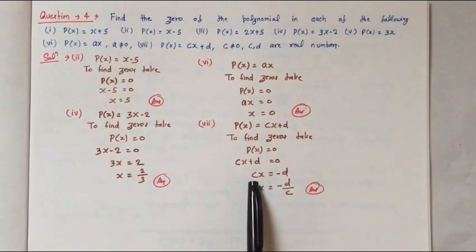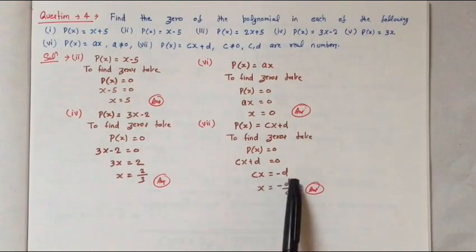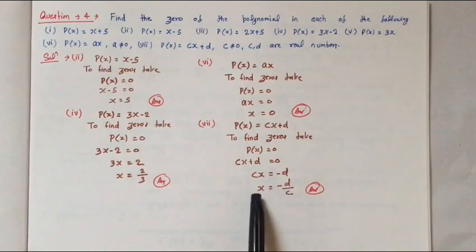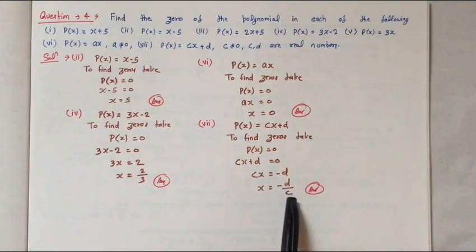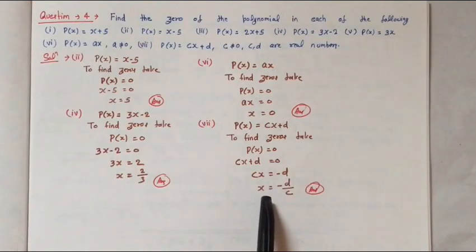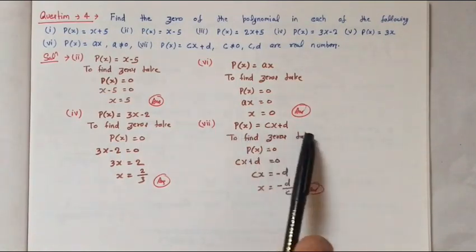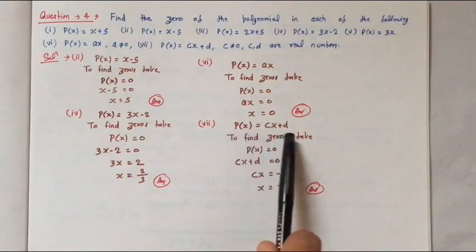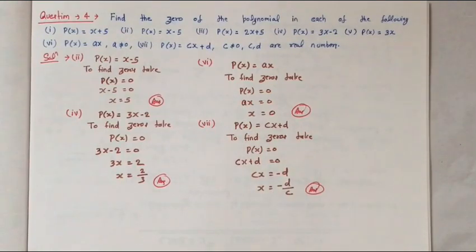Now you have to transfer this c to this side. Here c is in multiplication, and when it comes to this side it will become division. So x equals minus d by c. So this is the final answer of your question. Meaning x equals minus d by c is the zero of your given polynomial p of x equals cx plus d. So this is the full solution of your question number 4. Some parts I have done for you, and you have to do the remaining parts as your practice.